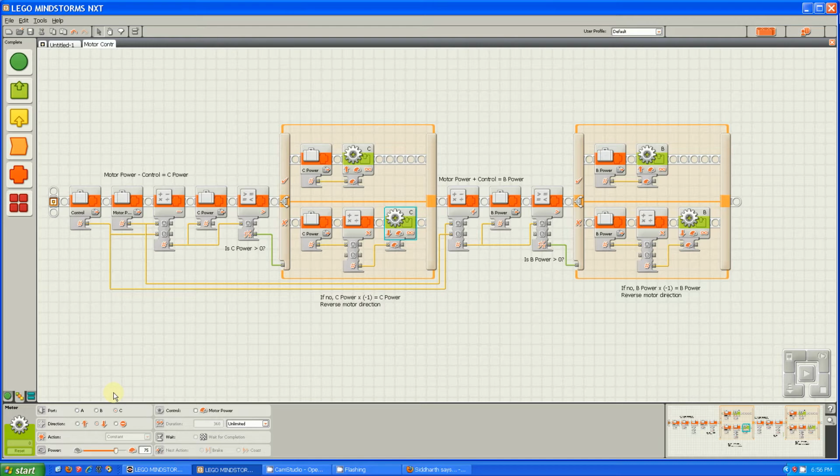In EV3, they have updated the move block so that there is now negative motor power. This is really handy because in NXT there's only positive motor power, and if you were to give the move block an input of a negative motor power, the robot would go crazy.